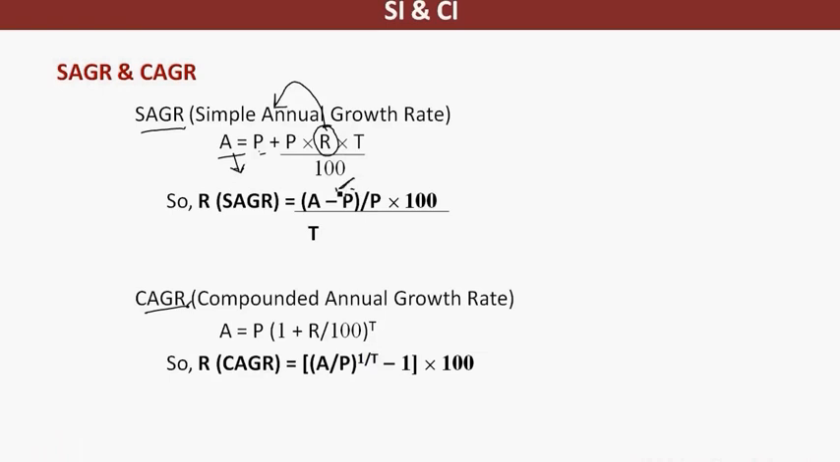following the formula of simple interest, it is known as simple annual growth rate. A minus P, this is basically the simple interest, divided by the principal into 100 over T would give me my value of R. It's a simple formula thing. In case of compounded annual growth rate, it is basically the formula of compound interest that I will be using, which is amount is equal to principal into 1 plus R by 100 raised to power T. The R value that I could get by filling in the values of amount and the principal is the R that is referred to as compounded annual growth rate.